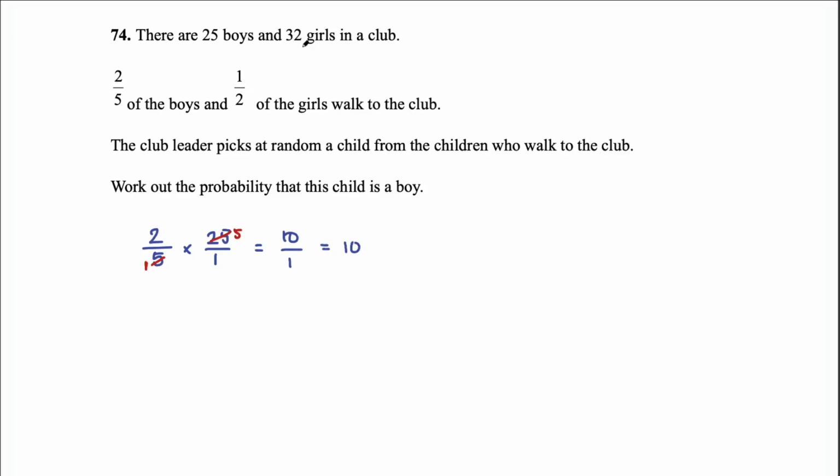Then we want half of 32. Well, half of a number is easy because we just divide by 2. 32 divided by 2 is 16. So now we know that 16 girls walk to the club.